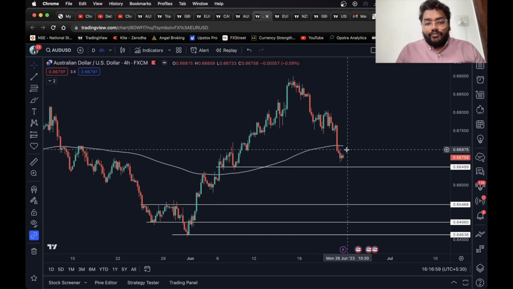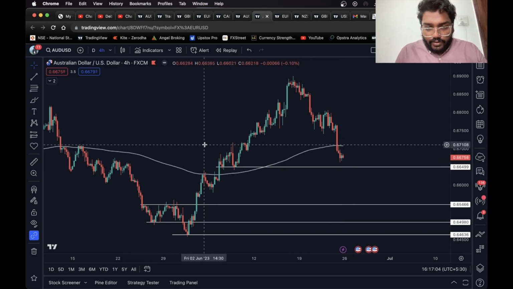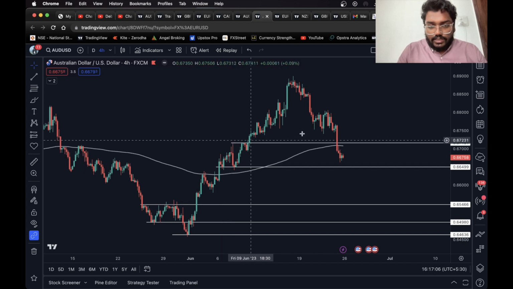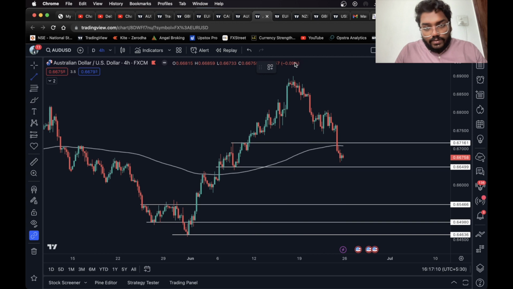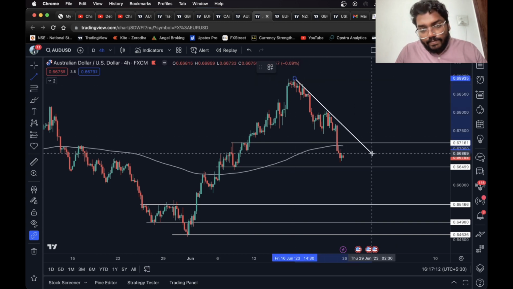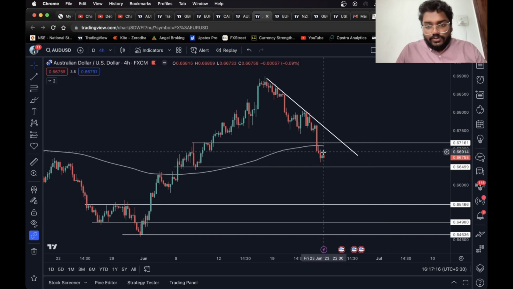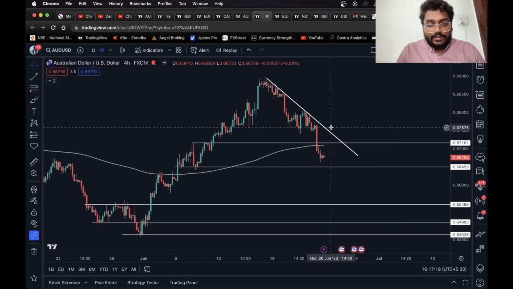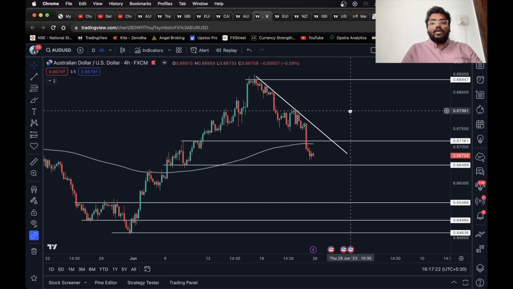Okay, and for the long side, what you can do is just wait for it to sustain above the 200 EMA, and as you can see, we also see a level over here. So if it sustains above this level and breaks the trend line, only then you can take a long entry, and you can just consider this level as your long target.